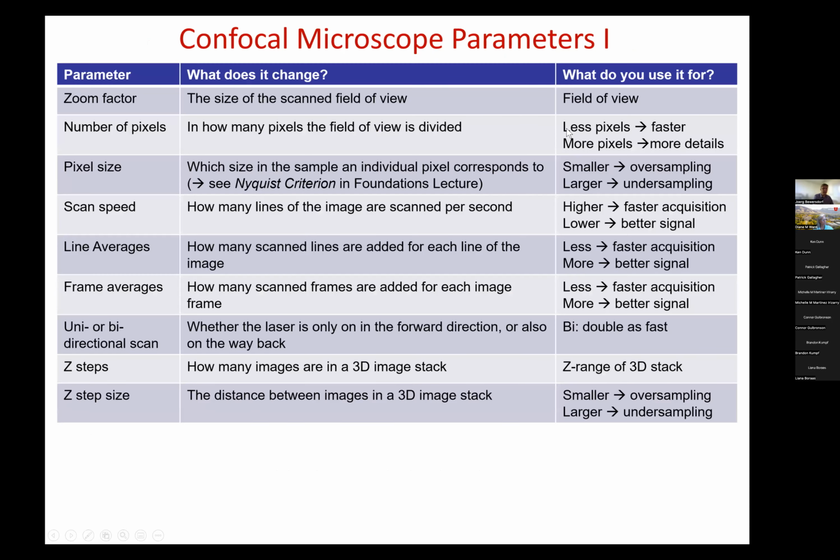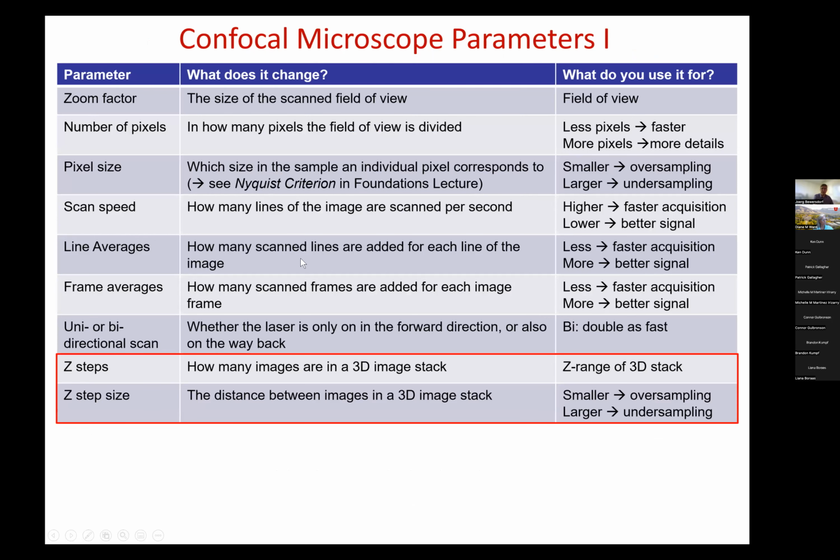So then the last group here of these parameters are the z-steps, the number of z-steps and the z-step size. That's what you adjust if you want to take a 3D data set, right? That determines the size and also the pixel size, or the voxel size, in the third dimension, by choosing these values.